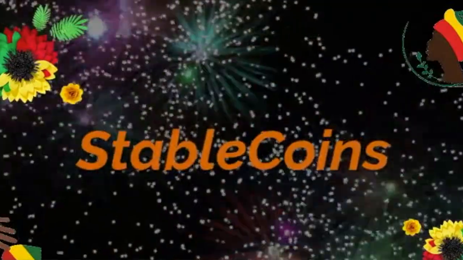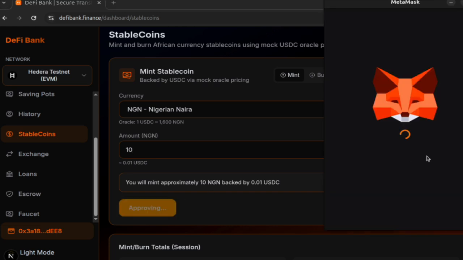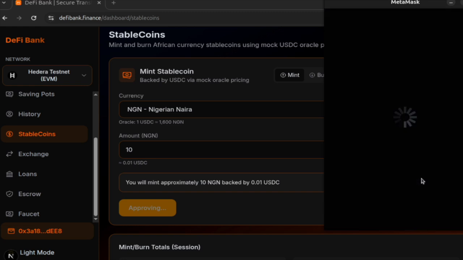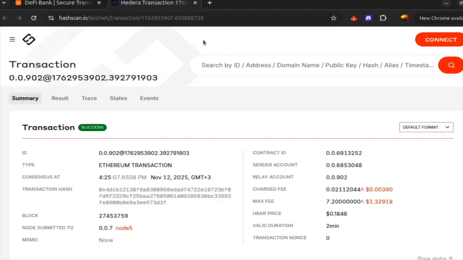Stablecoins. DeFi Bank enables users to create stablecoins pegged to African currencies. For example, this is a Nigerian naira. These are backed by USSD. You can mint stablecoins and burn them. Successful on HashScan.